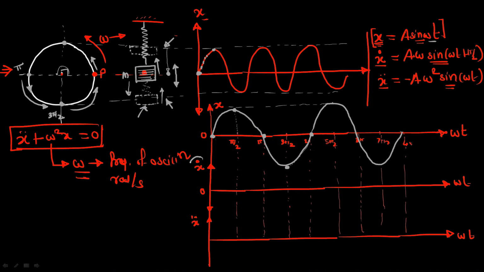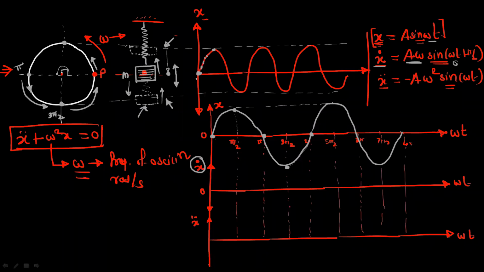Now let us see what is the effect on the x dot value. So x dot, this is the equation: a omega sine of omega t plus pi by 2. Here pi by 2 is the phase angle and it is the leading angle. Now put the value 0 for omega t. So what is the equation? It is sine 0 plus pi by 2, that means sine pi by 2 only.